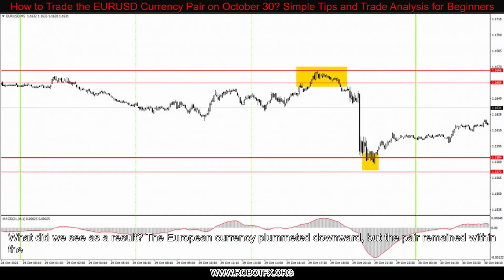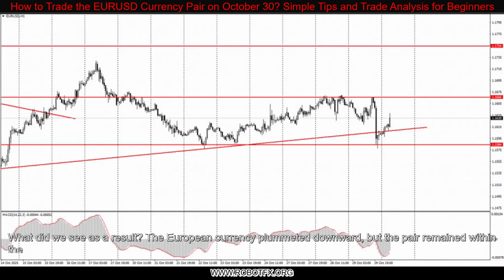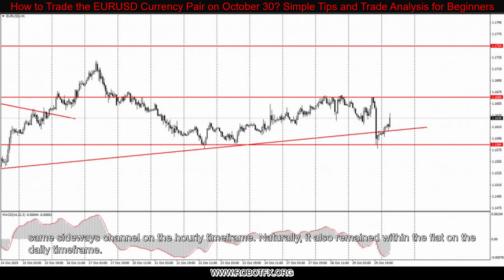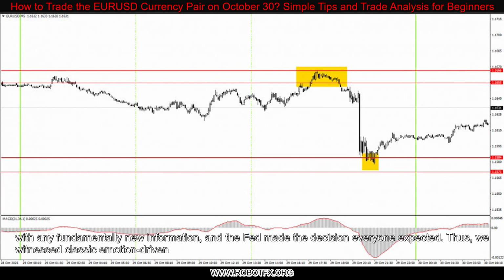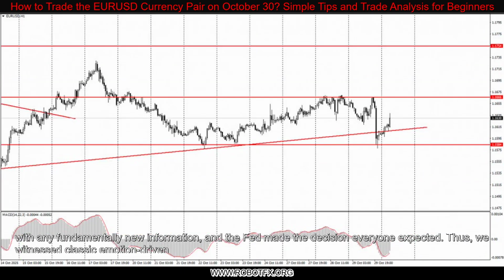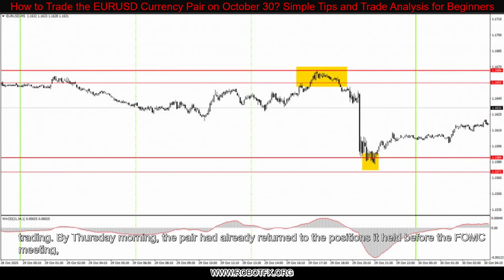The European currency plummeted downward, but the pair remained within the same sideways channel on the hourly time frame. Naturally, it also remained within the flat on the daily time frame. Therefore, while we did see volatility, the technical picture did not change. Jerome Powell did not provide traders with any fundamentally new information, and the Fed made the decision everyone expected. Thus, we witnessed classic emotion-driven trading.